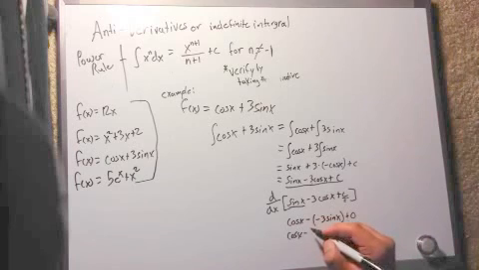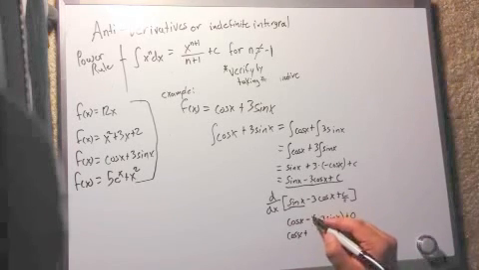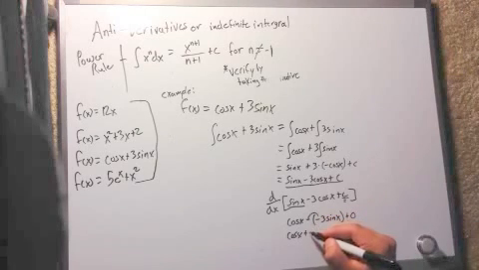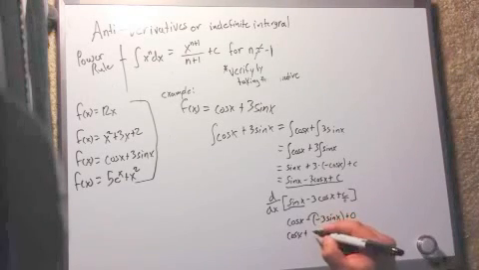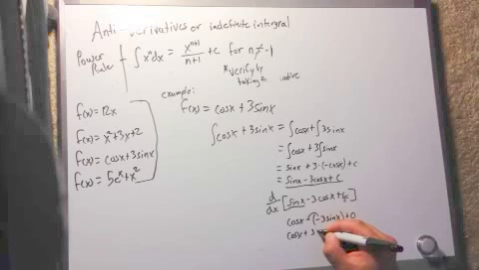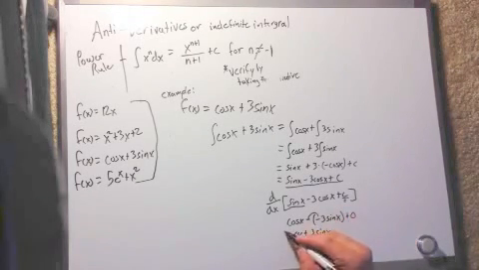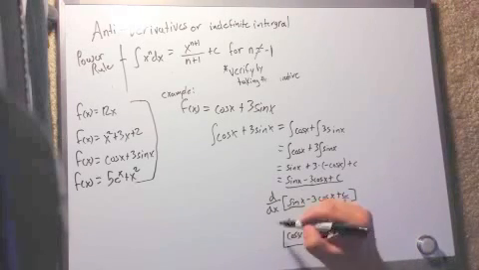So then we're going to distribute this negative, and that's going to turn a negative times a negative, which equals a positive. So it's going to be plus 3 sine of x. And that's just our original function.